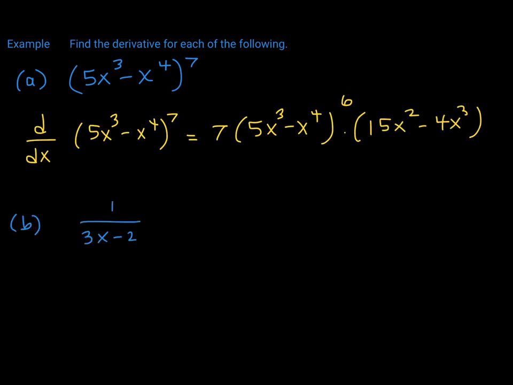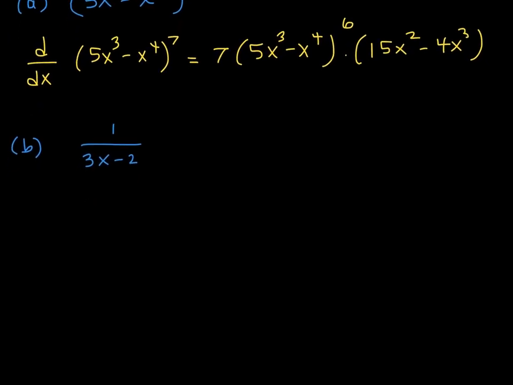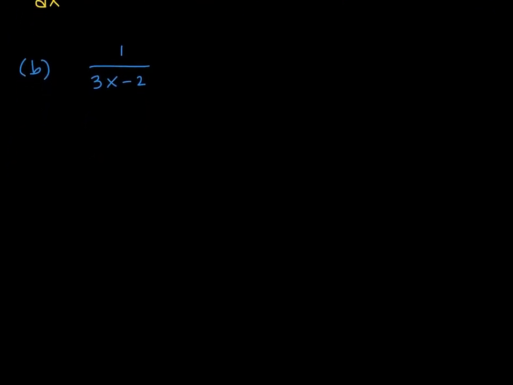All right, check out this new one. It's 1 over 3x minus 2. Notice that this is a quotient, so we could use the quotient rule, but I think there's an easier way to do this. Let me try it.